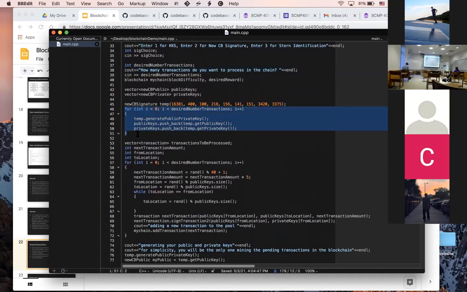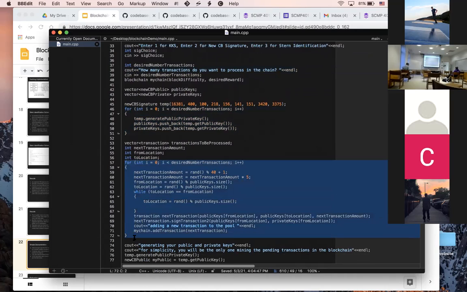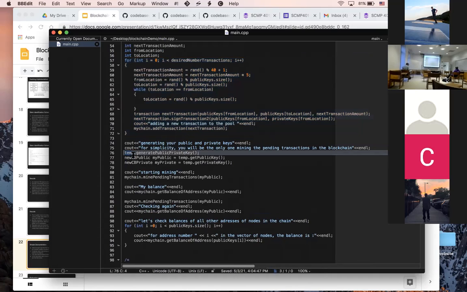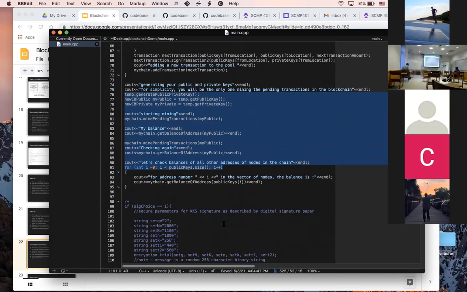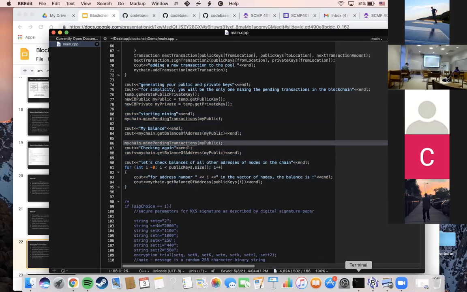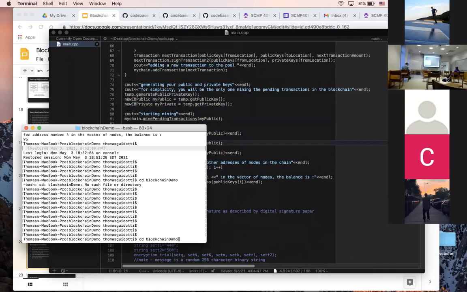And then we're just gonna create all these. First we're gonna create all the public and private keys for all the nodes in the network. And then we're gonna create all the random transactions here. And then for simplicity right now, only the user has created their own node and they're the ones that are mining. And then we'll get the balance of their node before and after mining. And then we'll also get all the balances of everybody else who's using the chain. So I'll just show you a little sample output here.